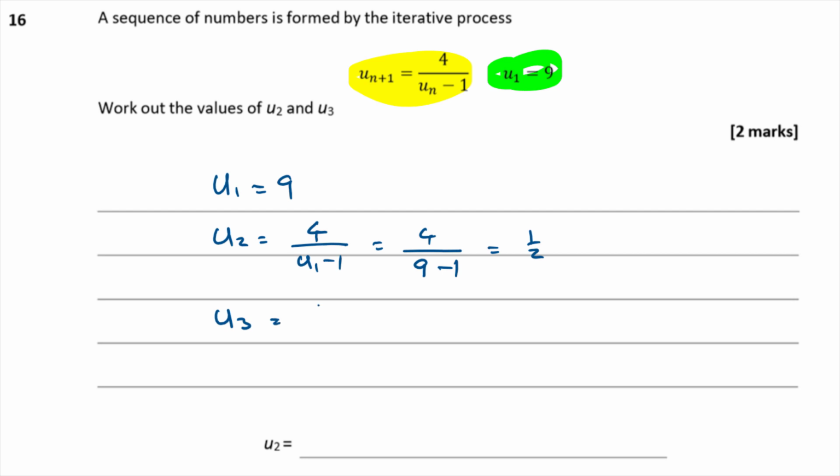u3 we're going to get by taking 4 and dividing it by our previous term, u2, subtract 1, which is 4 divided by a half, subtract 1. Okay, so what's a half subtract 1? A half subtract 1 is minus a half. And what's 4 divided by minus a half? What we can do is take that fraction, keep change flip, isn't it? So that's the same thing as 4 times by minus 2 over 1, isn't it? Okay, which is negative 8. So u3 is negative 8, u2 is a half.